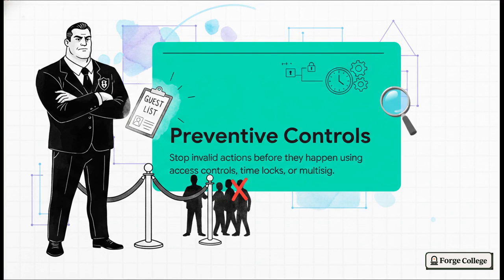First up are preventive controls. These stop invalid actions before they even happen. Think of this as a very strict nightclub bouncer. This bouncer checks IDs and guest lists before letting any transaction step foot inside your contract. In Solidity, these are your access controls, like owner-only functions, time locks, or multi-sig requirements. Basically, if you aren't on the list, the transaction just reverts.